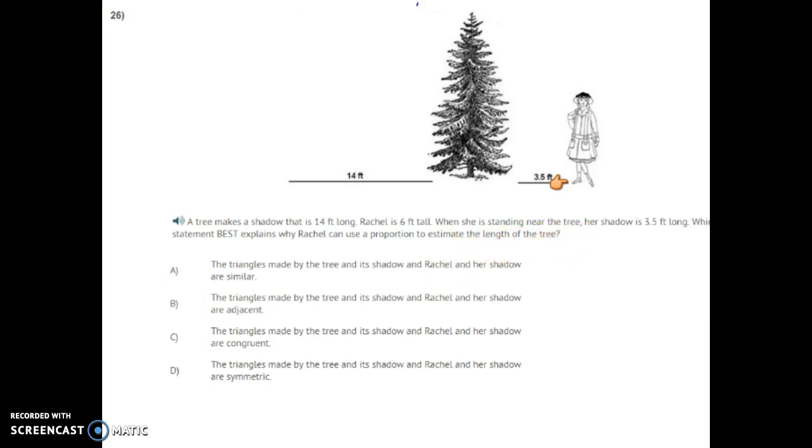When she is standing near the tree, her shadow is 3.5 feet long, which is the best statement that explains why Rachel can use a proportion to estimate the length of the tree. So we could draw in a segment here that would represent the height of the tree, and a segment here that would represent the height of Rachel.